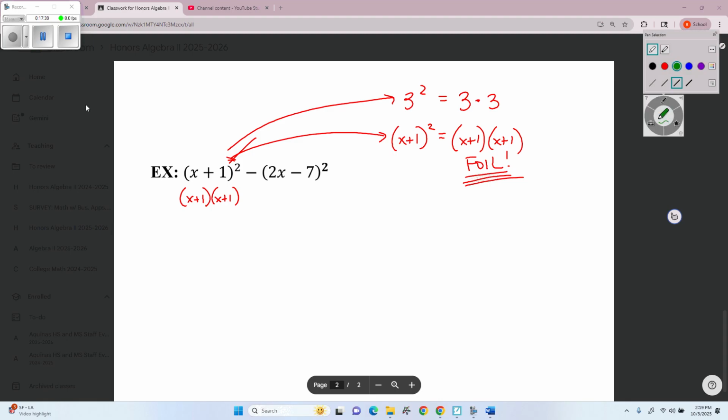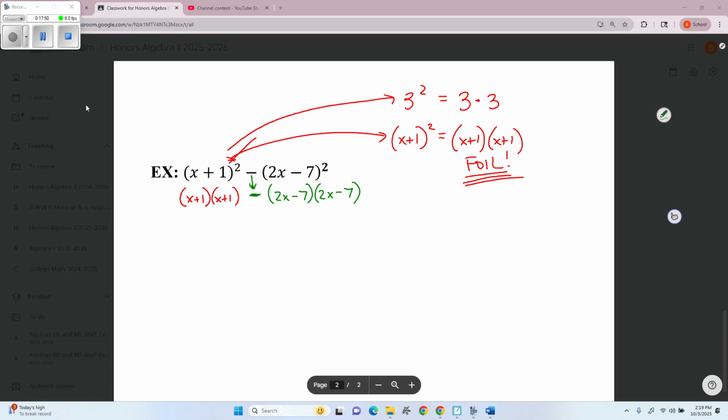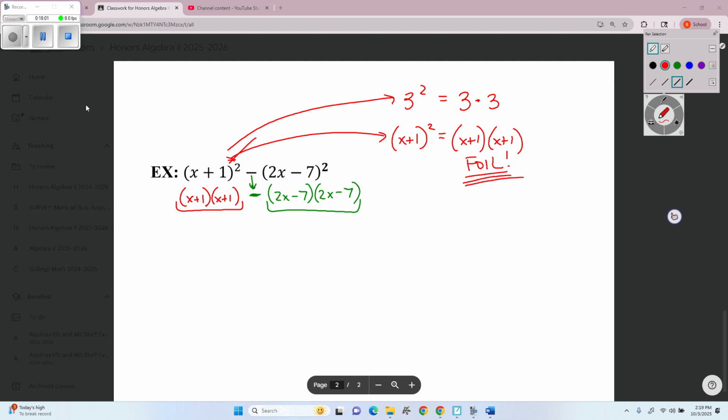This second one is also a FOIL situation. 2x minus 7 times 2x minus 7. These things are still connected by this subtraction in the middle. So just bringing this down. Thinking about the order of operations, we are going to multiply first. So that's 2 different multiplications. Multiplying here means FOILing. And then we're going to distribute the negative in the center to combine them by subtraction. So let's go one step at a time.